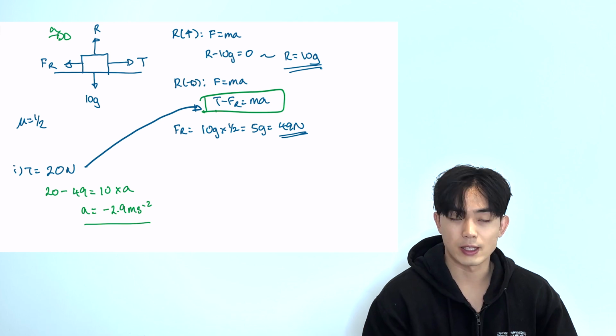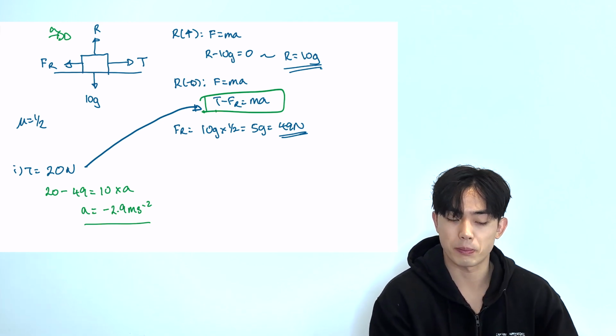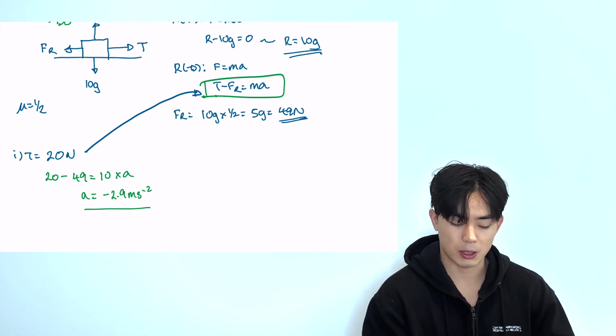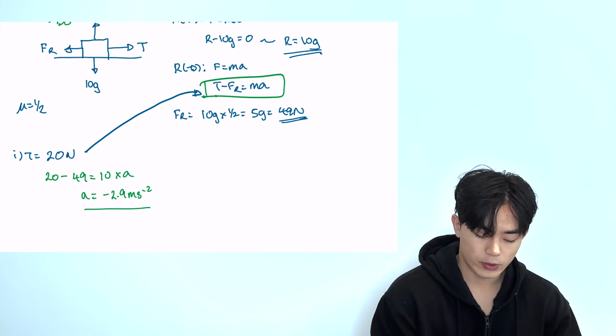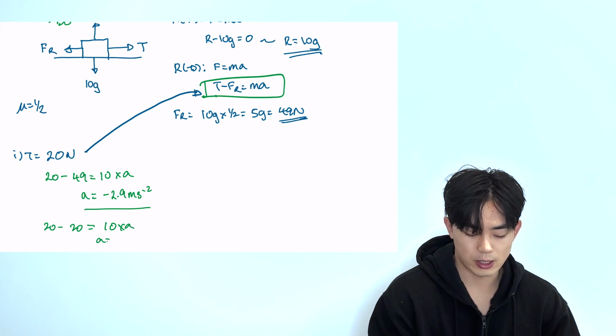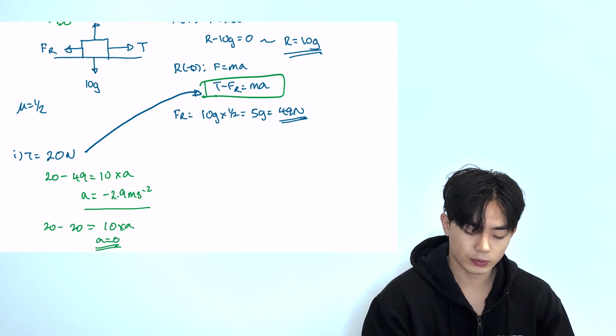However, it's weird for the friction to pull it right back, right? The friction only opposes it. It's not going to be pulling it back. So in fact, in this situation, the amount of friction that is actually going to be used is the 20 newtons. So the amount of friction given will be 20 minus 20, which is 10 times A. So acceleration will be 0 in this situation. That's why we call it F max. That's the maximum amount of friction it can give.